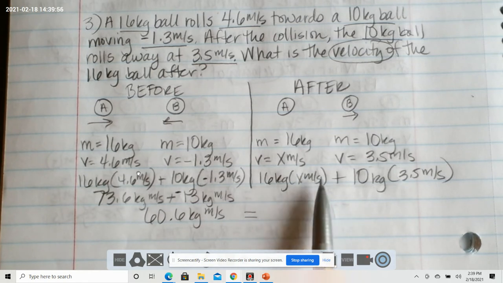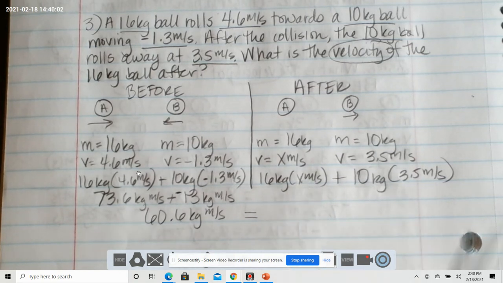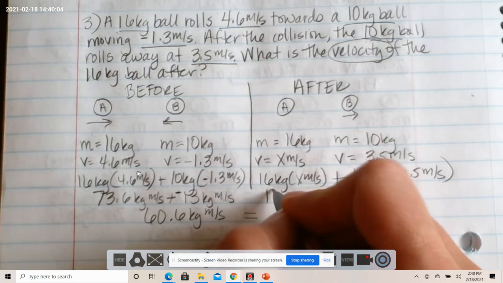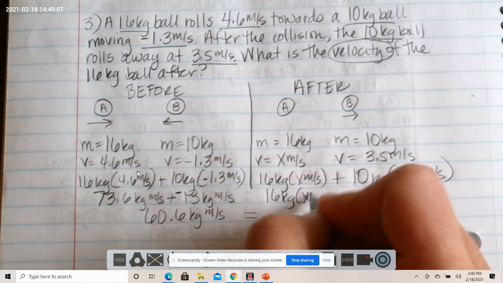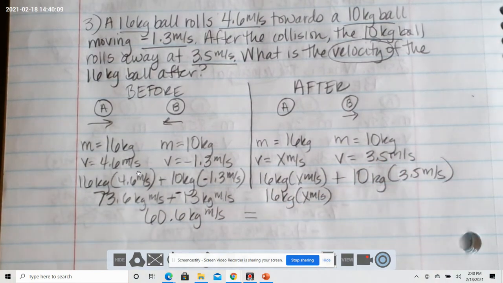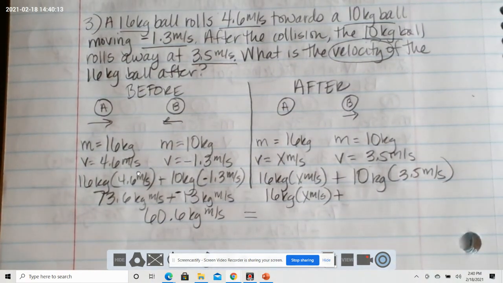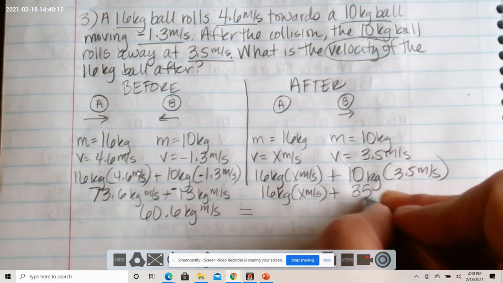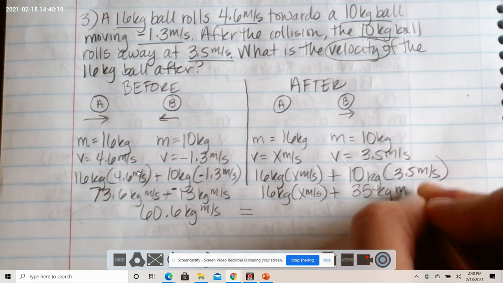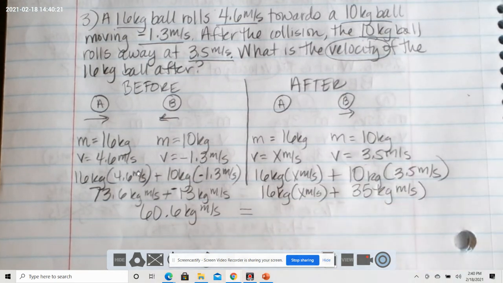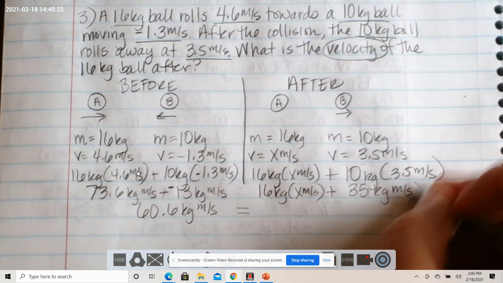So now we're looking at this again where we know that we can't do anything here because 16 kilograms times x is still 16 kilograms times x because we don't have a number yet. So I'm just going to drop that down. But we can solve here. So we can solve 10 times 3.5, which is going to give us 35 kilograms meters per second.